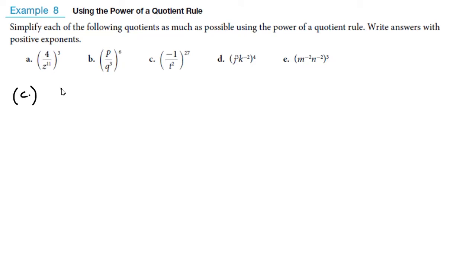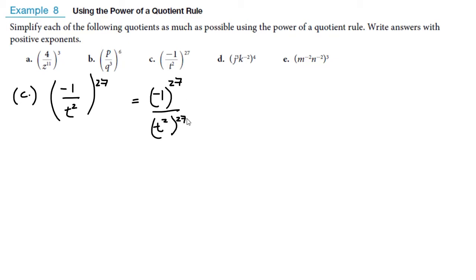Part C, we have negative 1 all over t squared, to the power 27. So negative 1 to the power 27 all over t squared to the power 27. That's just going to be negative 1 all over t to the 2 times 27. Now we'd often do this step mentally. Negative 1 all over t to the power 54.